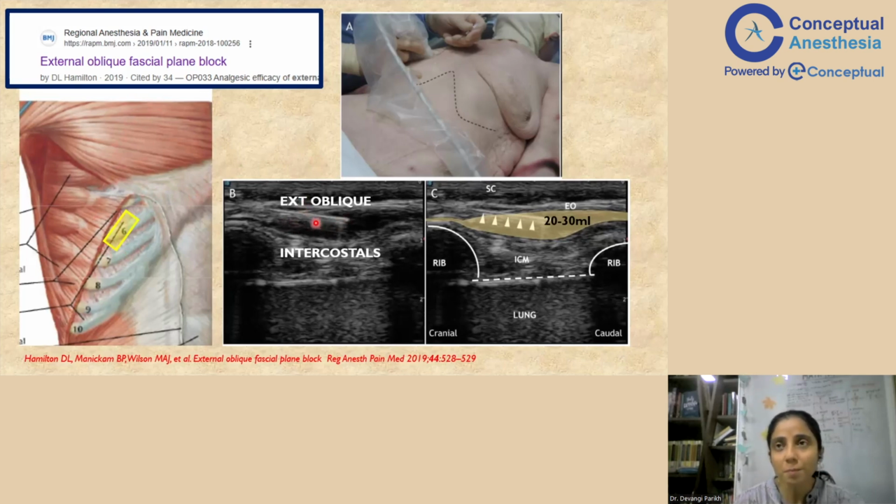If you remember what I had revised, beneath the external oblique in the thoracic cavity, this is the external oblique which is reflected, and beneath that are the intercostal muscles. So the drug was injected between the external oblique and the intercostal muscles. And further, you can slide the probe down up to the eighth costal cartilage and continue to inject 20 to 30 ml of the drug. This is how an EOI plane block is given.